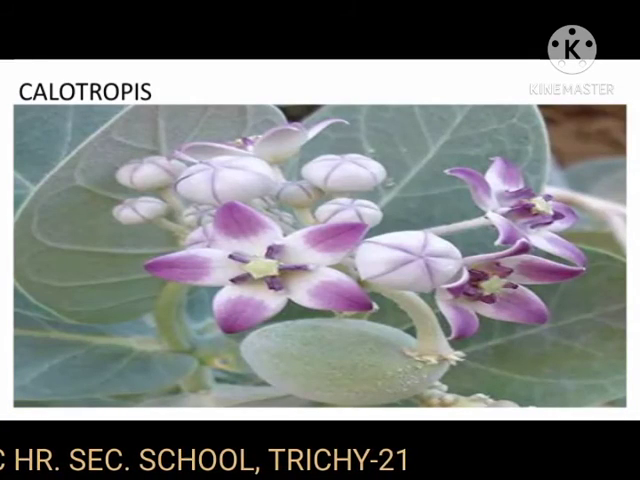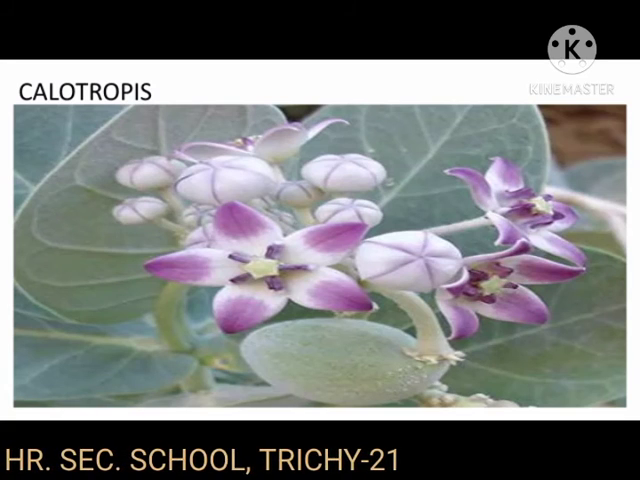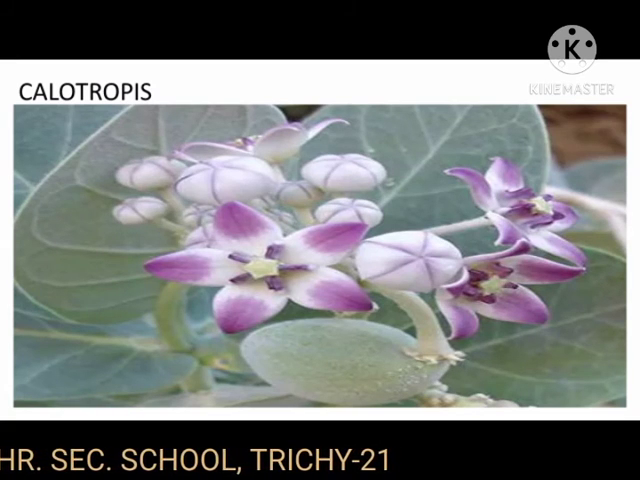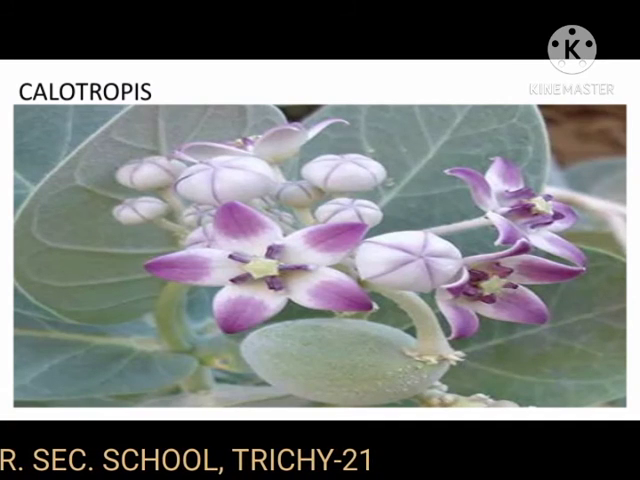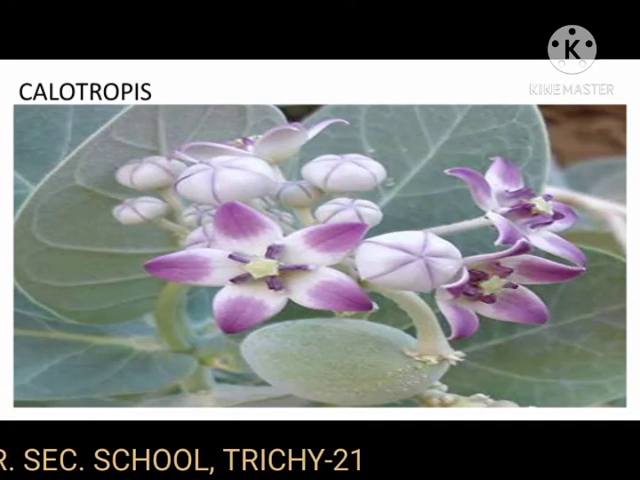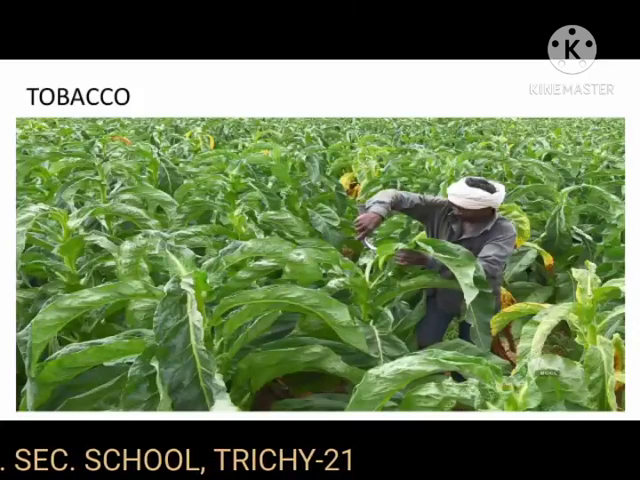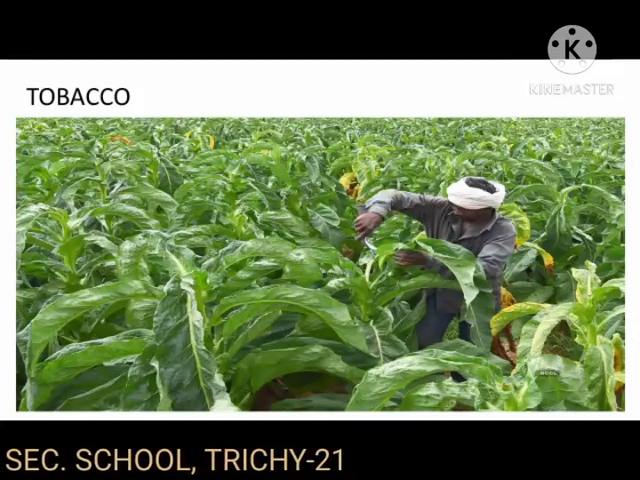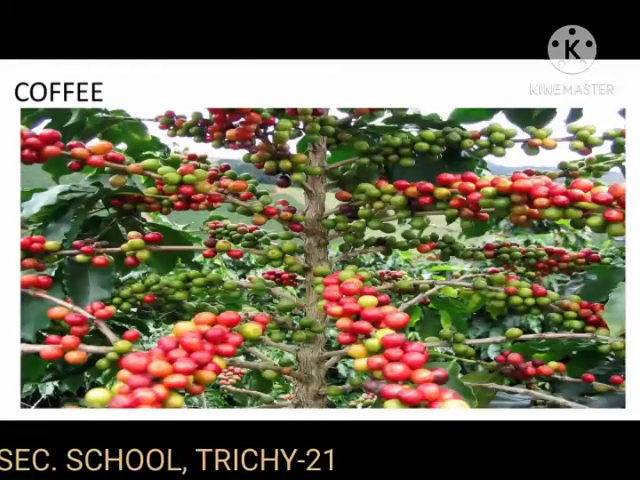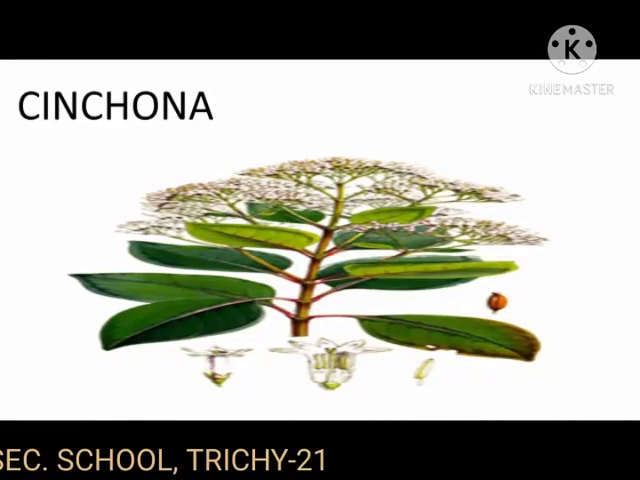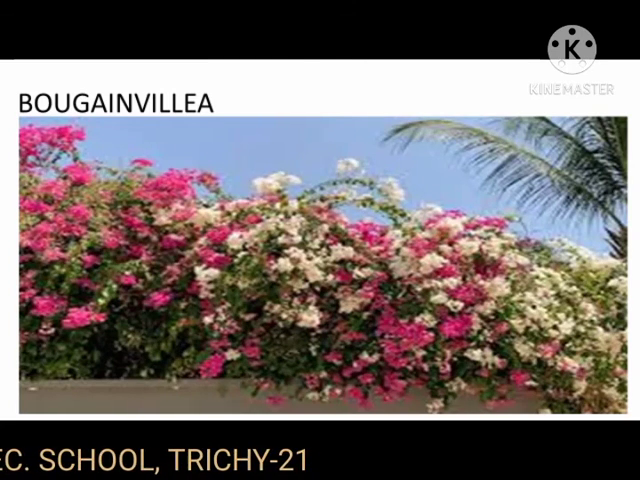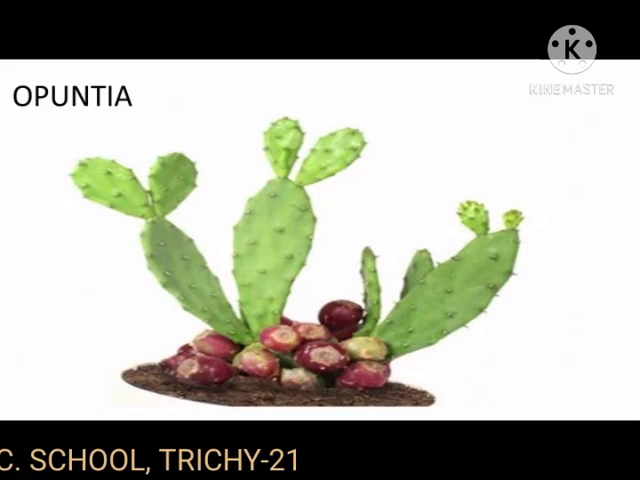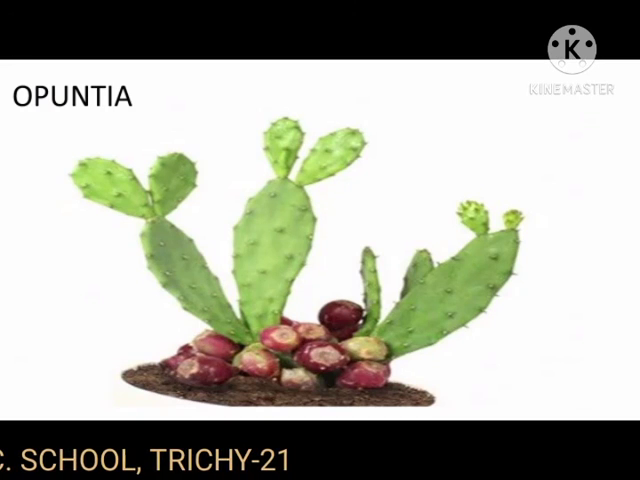Many defense mechanisms have evolved in plants to avoid predation. Example, Calotropis produces highly poisonous cardiac glycosides. Tobacco produces nicotine and the coffee plant produces caffeine. Cinchona plant produces quinine. Thorns of bougainvillea, spines of Opuntia, and blackthorns of cacti also protect them from predators.